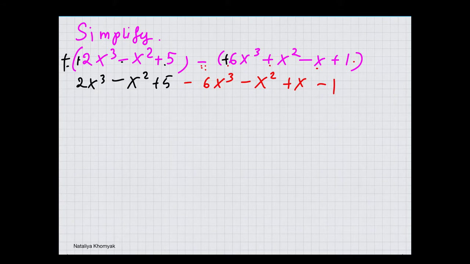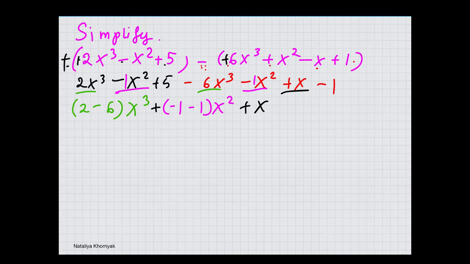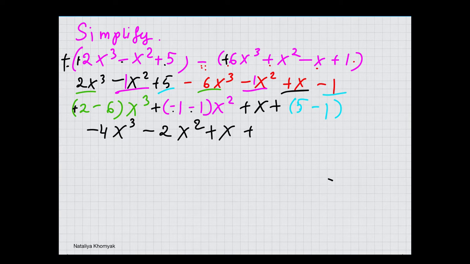And now we just combine like terms. So we have 2 and negative 6 of x to the third, plus negative 1 and negative 1 of x to the second, plus x, there are no more like terms to go with this one, plus 5 minus 1. So we have difference between 2 and 6, 4. We had more negative, so it's a negative 4x to the 3. Same sign, sum, so we have negative 2x to the second plus x, plus 5 minus 1, 4. And this is our solution.